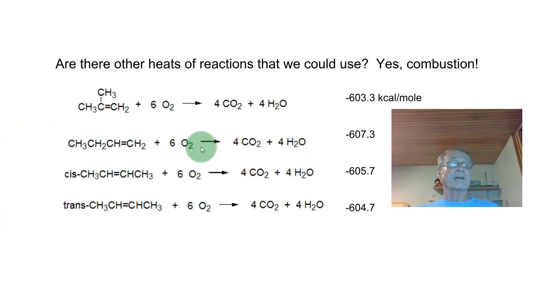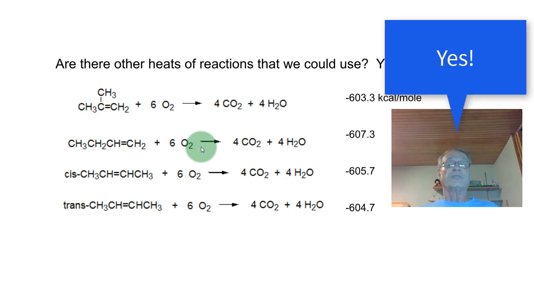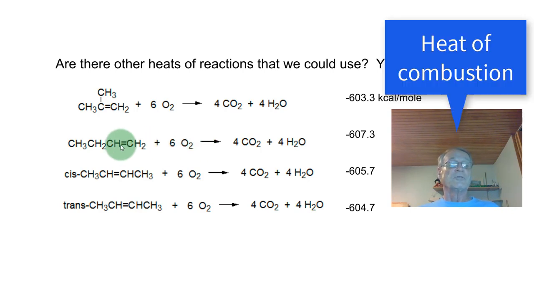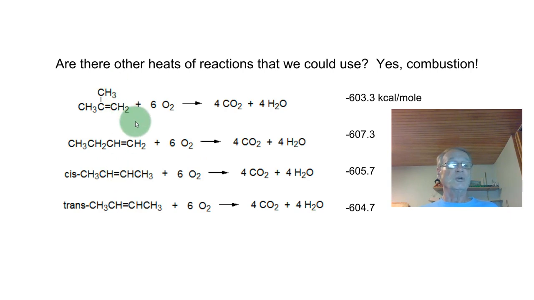Are there other heat-of-reaction measurements that we could use? And the answer is yes. So very often heat of combustion is used. So all four of these isomers do in fact give the same products. In the case of C4H8, they react with 6 oxygens to give 4 carbon dioxides and 4 waters, so you can compare their heats of combustion to see which one is more and less stable, and what you would find is that 1-butene is the least stable, and then cis-2-butene, and then trans-2-butene, and notice that 2-methylpropene gives off even less energy, 603.3 as compared to 604.7, 605.7, 607.3.